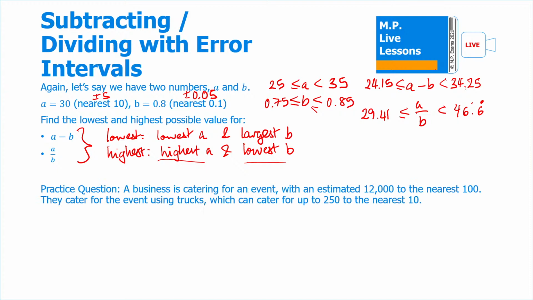So let's say we've got another practice question. So we've got a business catering for an event, which is an estimated 12,000 people to the nearest 100. So they can cater for the event using trucks, which can cater up to 250 to the nearest 10. So calculate the error interval, so the minimum and the maximum number of trucks needed to cater for the event.